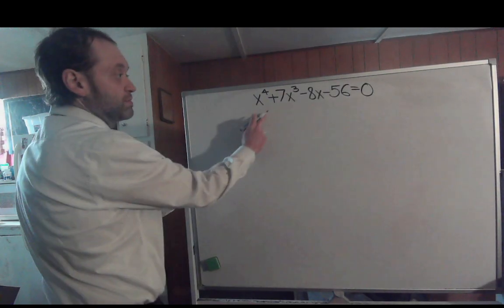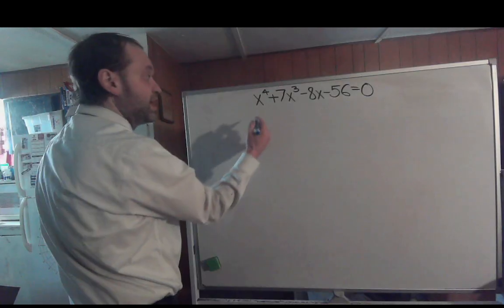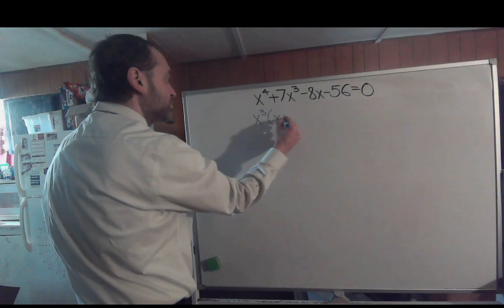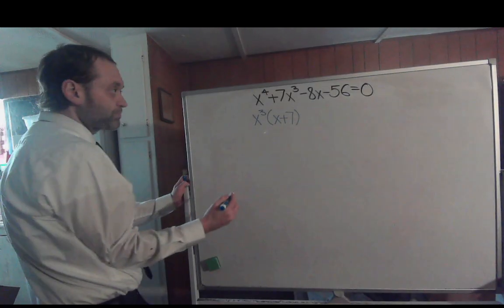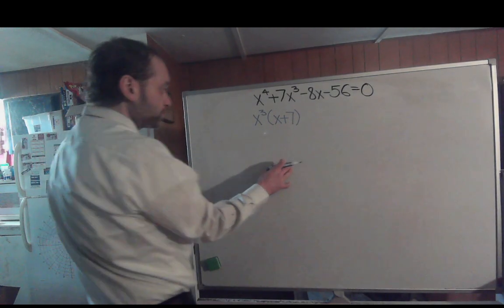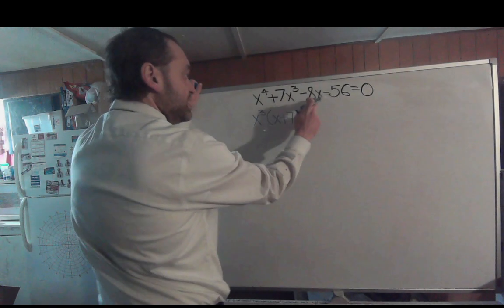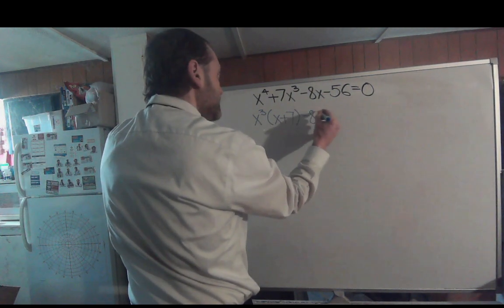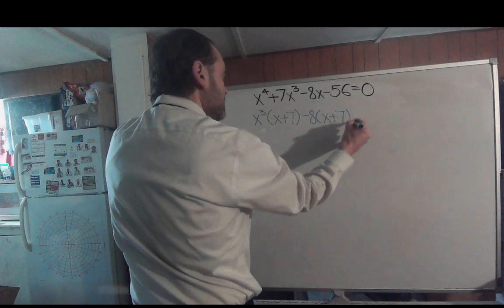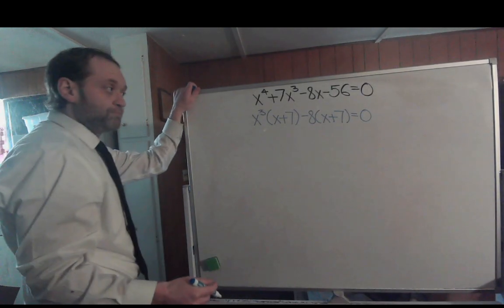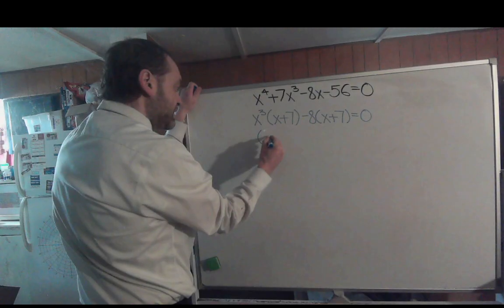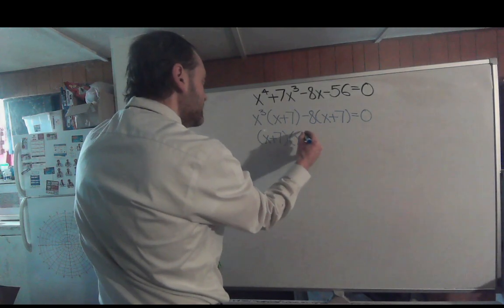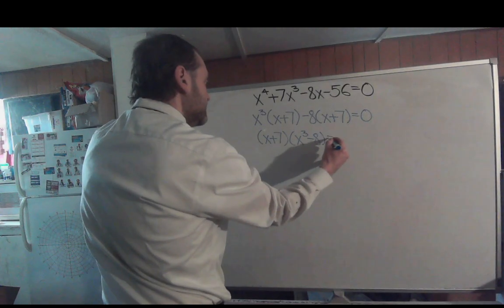Look at your first two terms, x to the 4th and 7x to the 3rd. You can factor out a common x to the 3rd, so you'll get x to the 3rd times the quantity of x plus 7, right? Now, you have the negative 8x and negative 56, you can factor out a common negative 8, so that'd be minus 8 times the quantity of x plus 7, all this equal to 0. Well, we can now factor out a common x plus 7 with both terms. This would give you x plus 7 times the quantity of x to the 3rd minus 8 equal to 0.